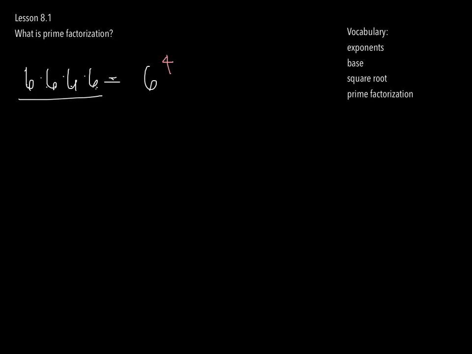So 6 is our base, and 4 is our exponent. If you notice, the exponent is up in the sky here, and it tells you how many times you're going to multiply the base by itself. You have 6 to the 4th power, which means you're going to take 6 times 6 times 6 times 6. Let's look at different examples of what this can look like.